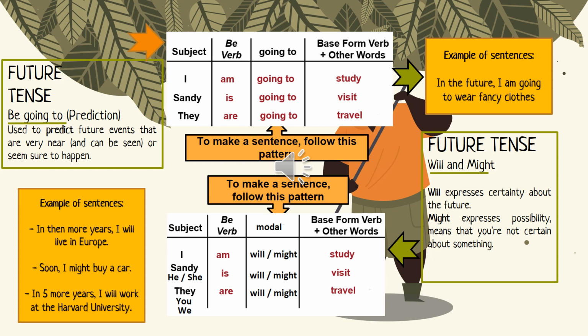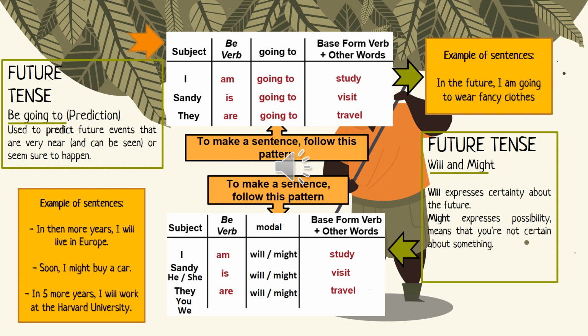To make the sentence, we have to follow this pattern. The subject I, the be verb is am. Subject Sandy, the be verb is, and the subject they, the be verb is are. They are followed by going to and followed by a base form verb. Here, verb 1 or base form is study, visit, and travel. For the example sentence, don't forget to add the time expression here: in the future, I am going to wear fancy clothes.